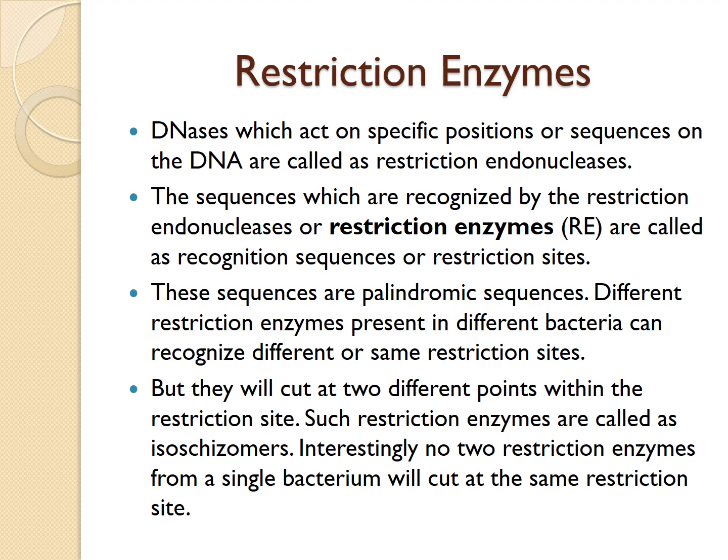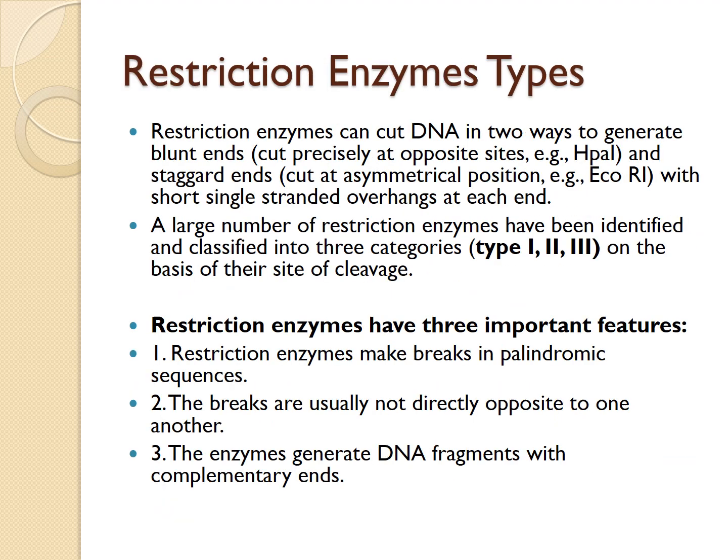and different restriction enzymes present in different bacteria recognize different or the same restriction sites. They may cut at two different points within the restriction site. Such restriction enzymes are called isoschizomers. Interestingly, no two restriction enzymes from a single bacterium will cut at the same restriction site. What are the examples? The different types of restriction enzyme: type 1, type 2, type 3.